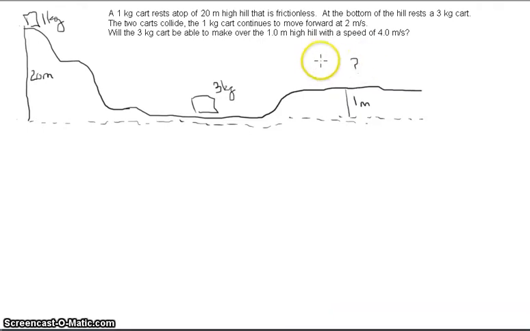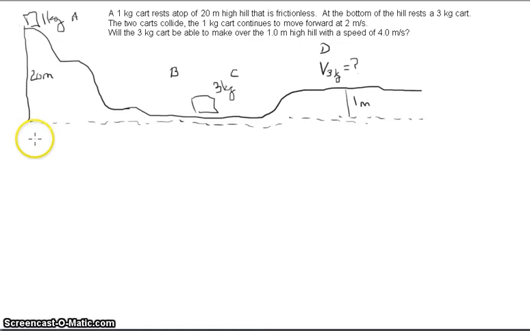So we really need to know the velocity of the 3 kilogram cart at the top of that 1 meter high hill. All right, so let's look at this first scenario. We're going to mark this A to B. B here is going to be right before the collision. C will be right after the collision. And D will be on top of the hill.